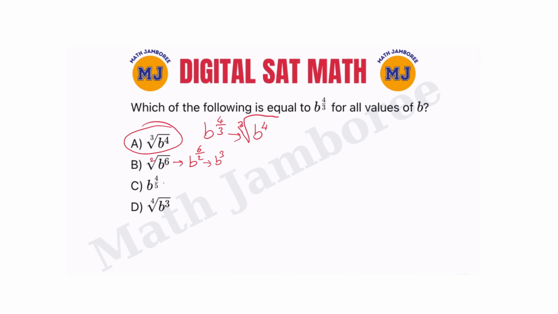So b to the 4 over 5. Again, 4 is in the numerator and stays on top, and 5 goes into the degree of the root. We did this one vice versa. Now we're just going to convert from root to exponents. So b to the power of 3 over 4 is this one.